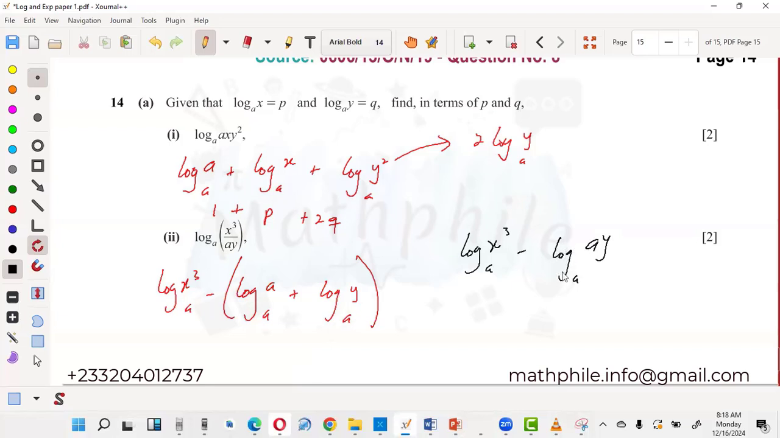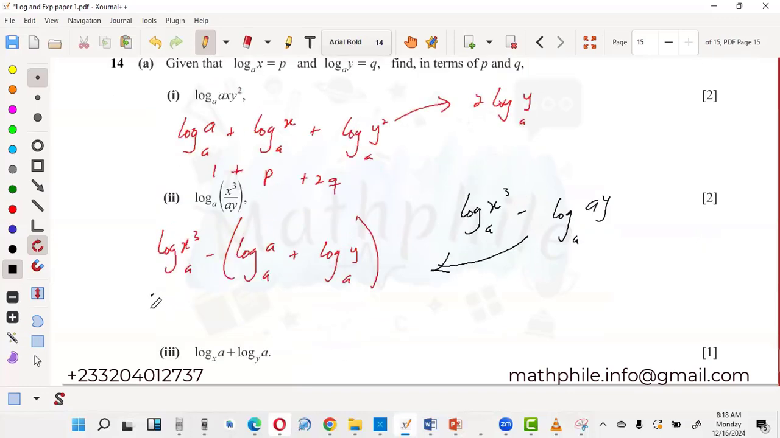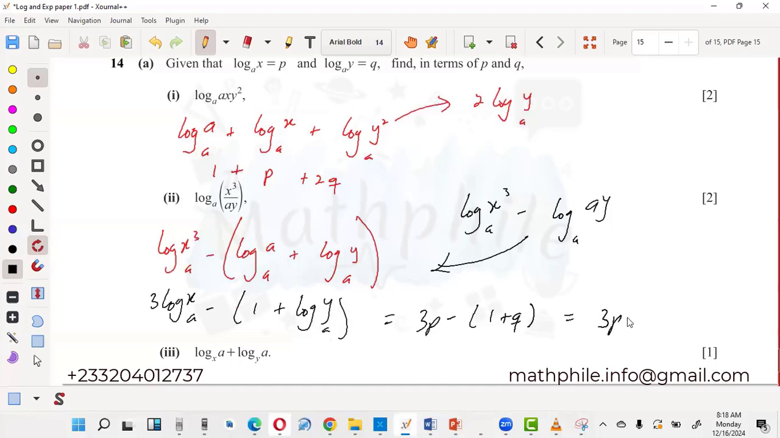Then from here, we know that we're going to expand this one, so we bring the bracket around it, and we get to this one. This can be written as 3 log x base a minus 1 plus log y base a. So log x base a was given as p, so there's 3p minus 1, and log y base a was given as q, plus q. So there's the answer, or you can expand it: 3p minus 1 minus q. There's also the answer. We get?